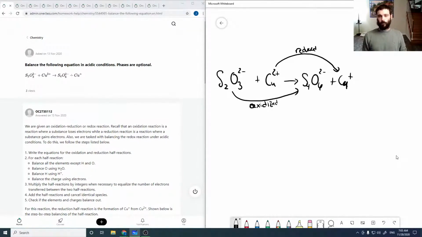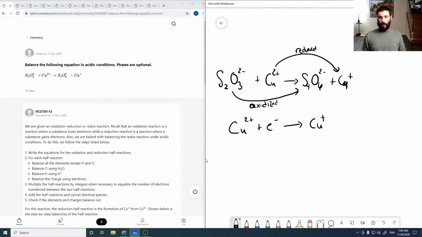So we're going to just split it into our separate half reactions. So again, our copper reaction: Cu 2 plus goes to Cu plus. It's being reduced, but we need to balance our charges. 2 plus goes to plus, so we need an electron on this side. That way we have 2 plus minus 1 gives us positive on the left, and we have a positive on the right. So the charge is balanced.